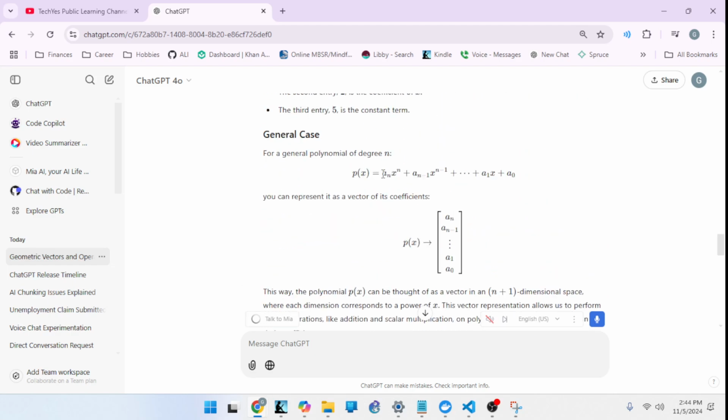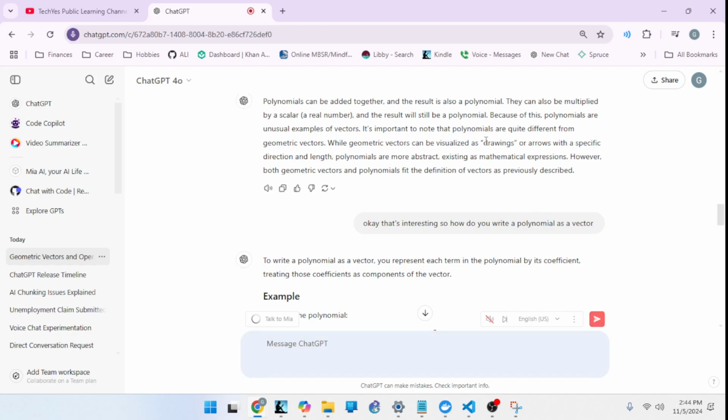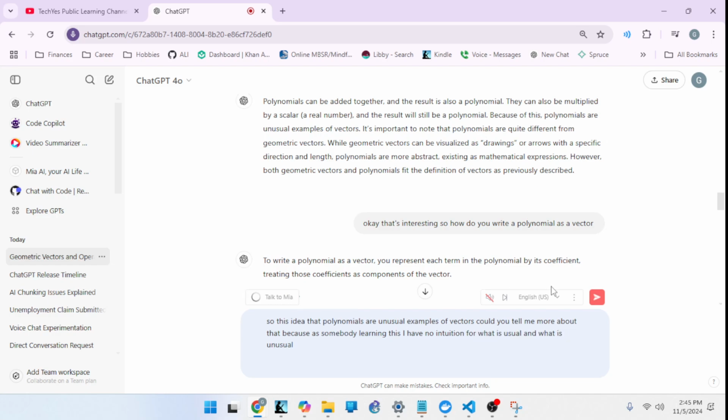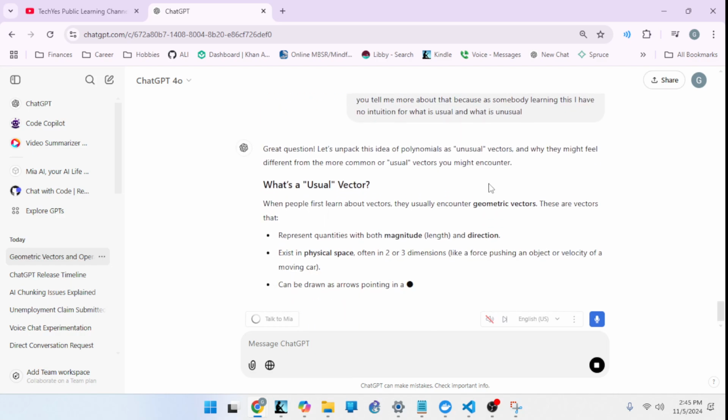All right, and I have one last question for the AI, and that is, this idea that polynomials are unusual examples of vectors, could you tell me more about that? Because as somebody learning this, I have no intuition for what is usual and what is unusual. Okay, so why are they unusual, and why do they feel different from more common or usual vectors?